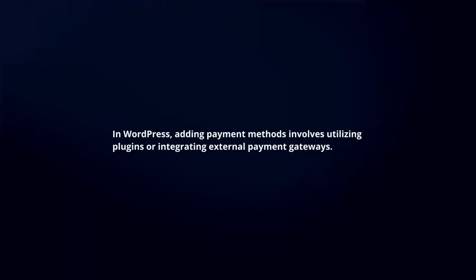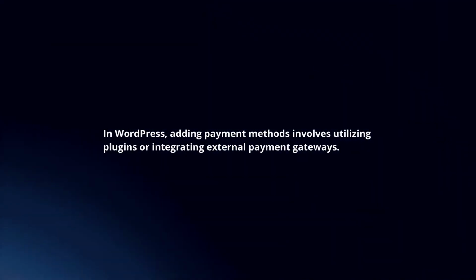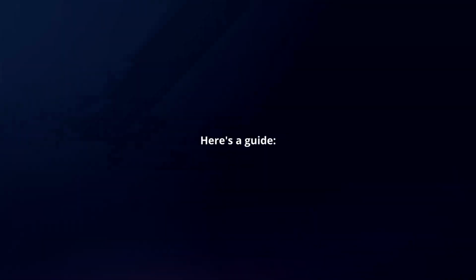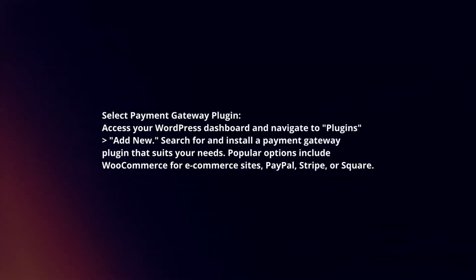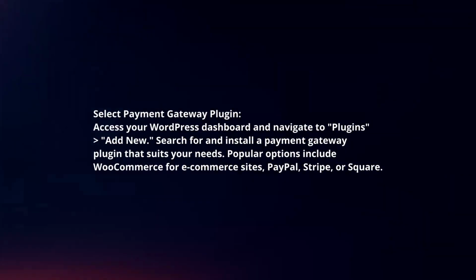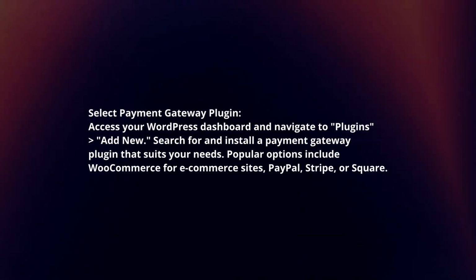In WordPress, adding payment methods involves utilizing plugins or integrating external payment gateways. Here's a guide. Select Payment Gateway plugin. Access your WordPress dashboard and navigate to Plugins, Add New. Search for and install a payment gateway plugin that suits your needs.